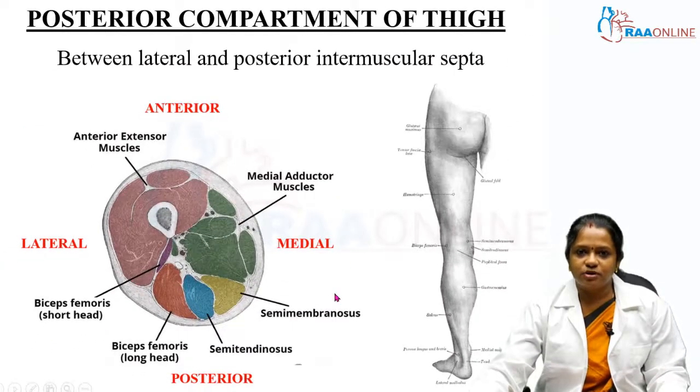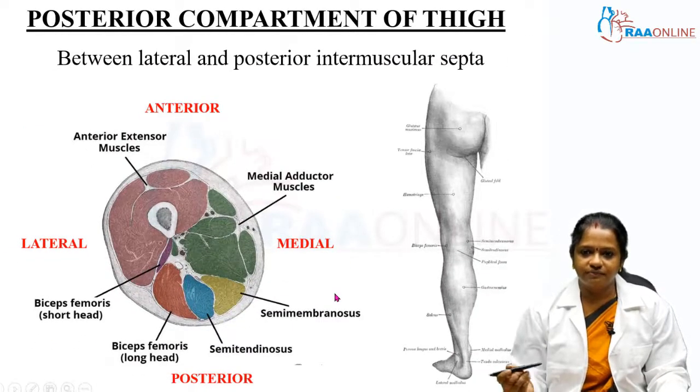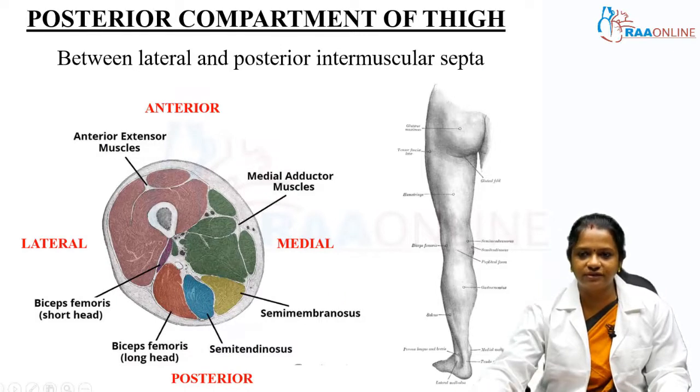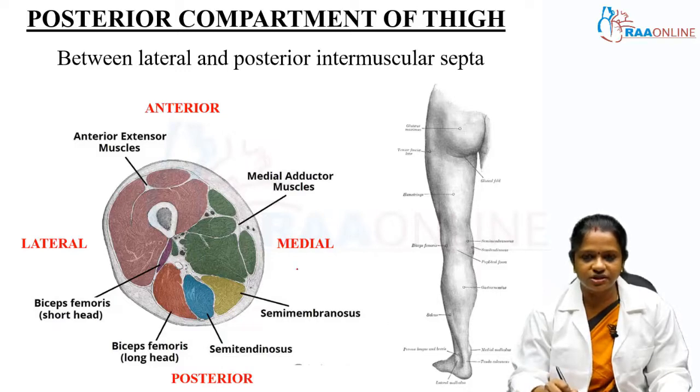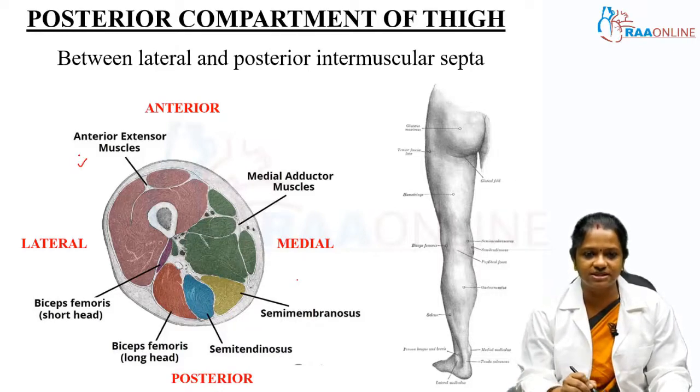This is the posterior compartment of thigh. This is the back of thigh. This is the cross section of thigh showing the three compartments: the anterior compartment of muscles, the medial compartment and the posterior compartment. Posterior compartment lies between the lateral and the posterior intermuscular septae.